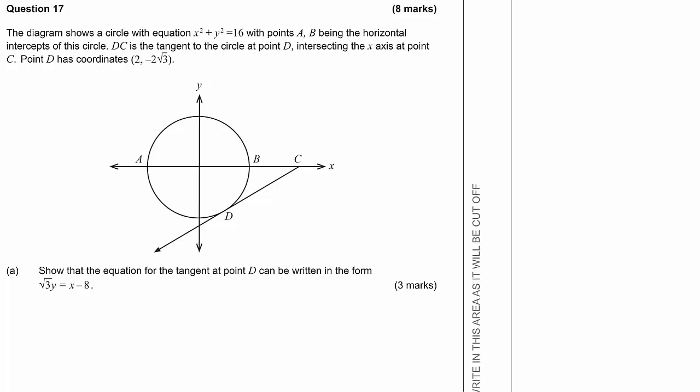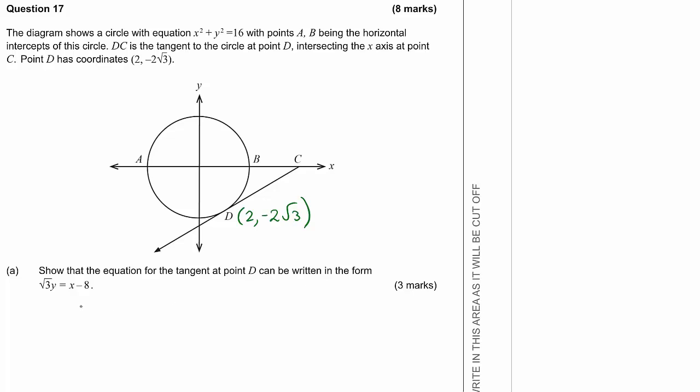The diagram shows a circle with the equation x squared plus y squared is 16, with points A, B being the horizontal intercepts, as we can see, and DC is a tangent to the circle at point D, intersecting the x-axis at point C. Point D, we're told, has coordinates 2, -2√3. Show that the equation for the tangent at point D can be written in this form.